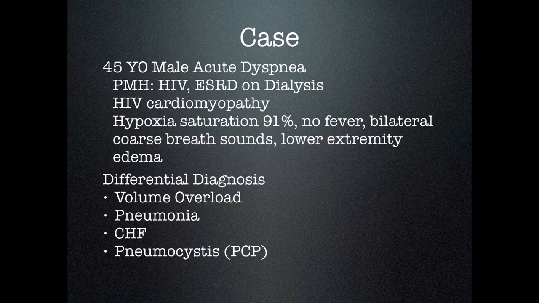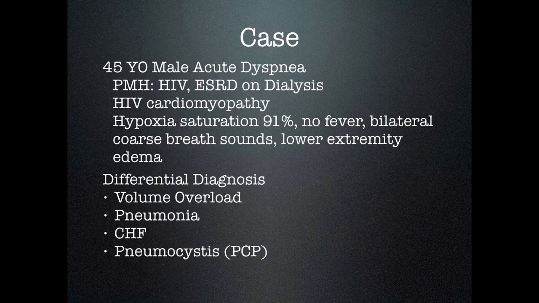Here's another case. A 45-year-old male comes in with acute shortness of breath. He's got a history of HIV. He's on dialysis. He's got a history of HIV cardiomyopathy. He is hypoxic with a saturation of 91% on arrival. He does not have a fever. He has bilaterally coarse breath sounds and lower extremity edema.